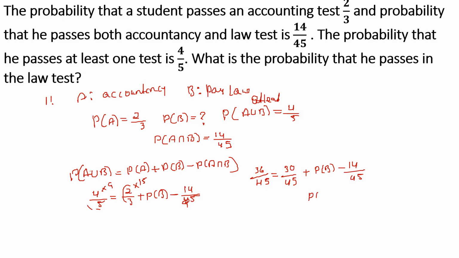So P of B will be equal to 36 by 45 minus 30 by 45 plus 14 by 45. So P of B, the probability that he will pass the law test, is equal to 36 minus 30, that is 6, plus 14, is 20, divided by 45. So the probability that he will pass the law test is equal to 20 by 45, that is 4 by 9.